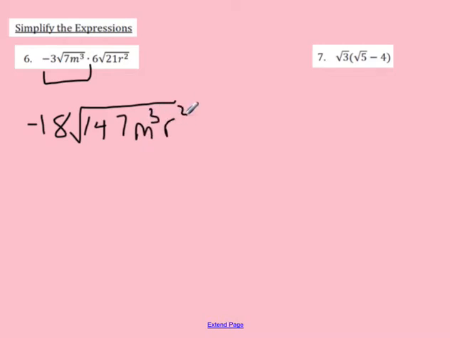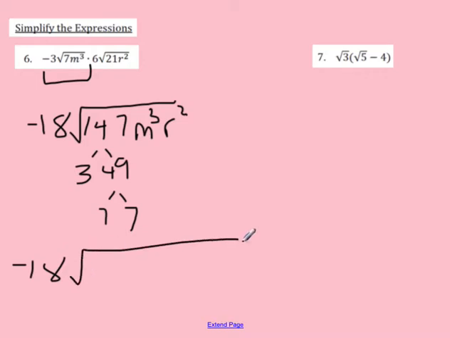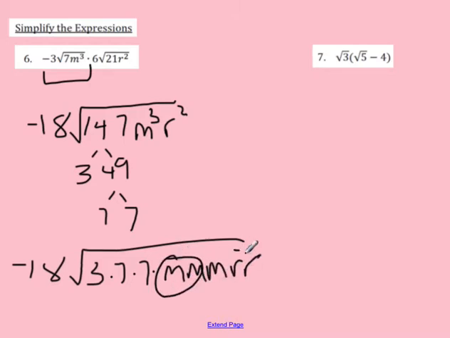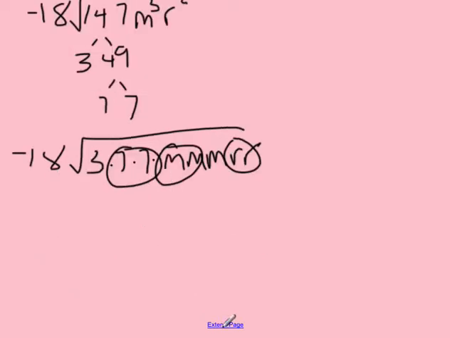So then I'm going to go ahead and split up 147. I can split that into 3 and 49. 49 breaks down to 7 and 7. So I still have that negative 18 on the outside, but then underneath the radical I have 3 times 7 times 7. And then I have 1, 2, 3 m's and 2 r's. So I have a pair of m's, a pair of r's, and a pair of 7's.